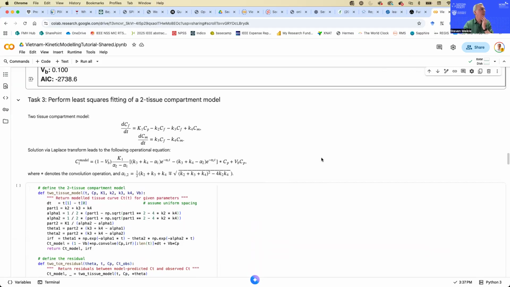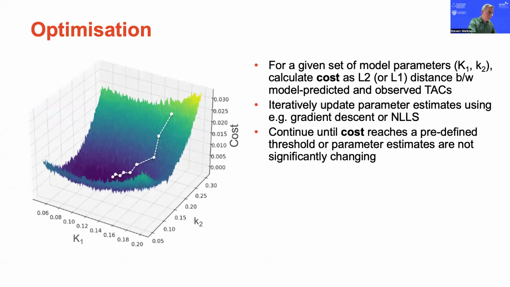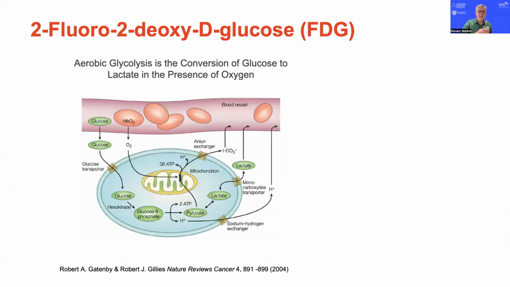Right, so I think I'll flick back to the slides now. The next thing we're going to do is try to fit that same data set with the two tissue compartment model. But before we do that, I'll just talk a little bit about FDG. So just to explain a little bit more about what's going on when we inject FDG for a PET scan. And this diagram, I think, shows quite nicely the biochemical or physiological pathways, if you like, for FDG.